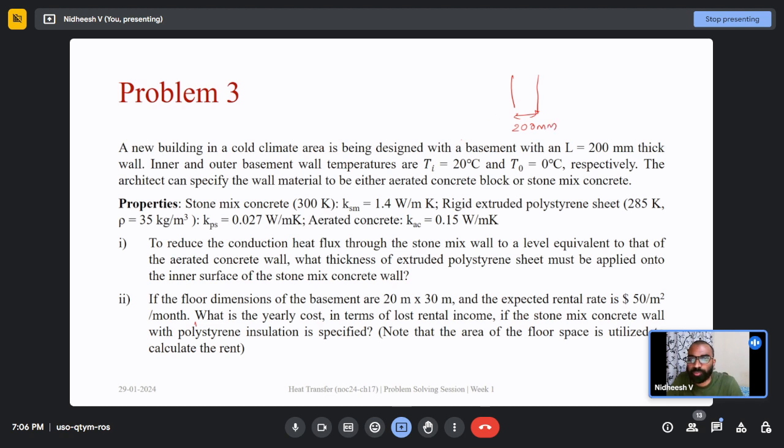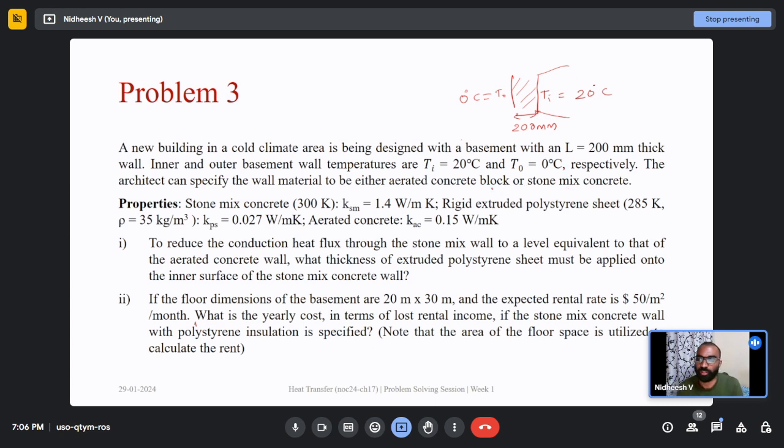Inner and outer basement wall temperatures are Ti equal to 20 degrees Celsius and To equal to 0 degrees Celsius. Say this is the inner surface of the wall, which is at 20 degrees Celsius, and this is the outer surface, which is at 0 degrees Celsius. So the inner surface is at a higher temperature and the outer surface is at a lower temperature, so heat transfer will occur from inside to outside. The architect can specify the wall material to be either aerated concrete block or stone mix concrete.